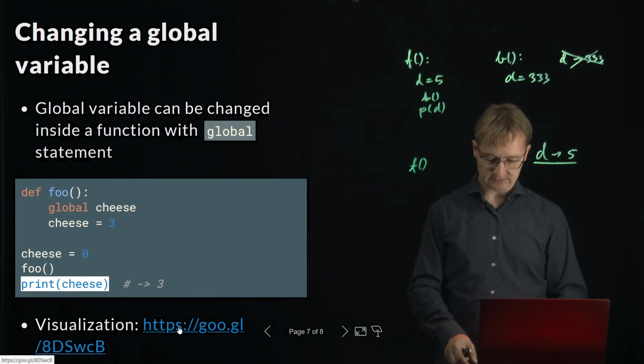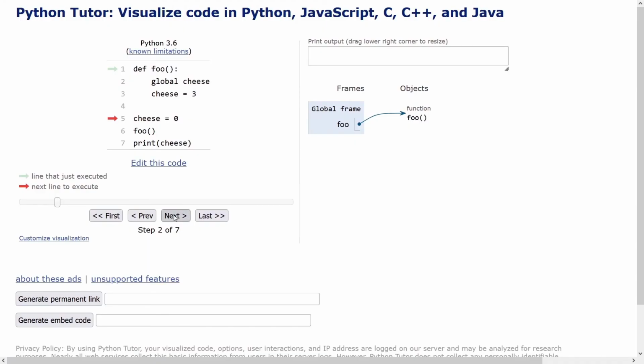We have this visualization also. So we start with the value of cheese, which is 0, then we go into foo. Now the global statement is executed. Now if I change the cheese value, you can even see that cheese is not even inside this foo scope. What happens is that the value is overwritten or changed here. And the foo execution is finished, nothing is returned, and now the cheese value is changed for the global scope.